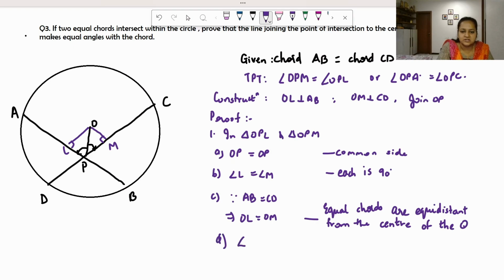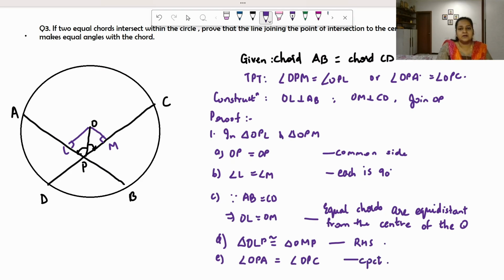So, what do we get then? Triangle OLP is congruent to triangle OMP. By which test? Very good, by RHS. And because the two triangles are congruent, we can easily say that angle OPA or OPL is equal to angle OPM or OPC, and the reason being CPCT. I hope you all have understood this, children. We got the solution. It was a part of the previous question also. I hope this is understood.